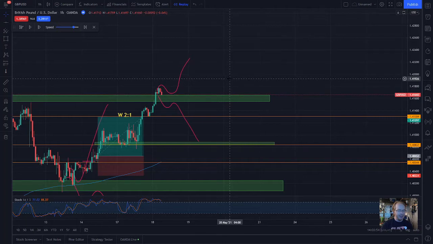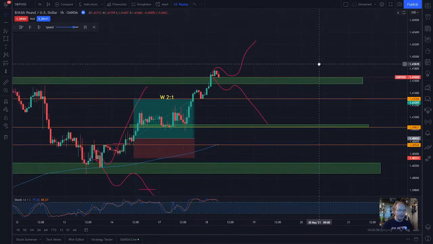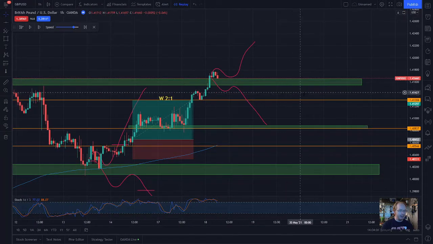So we're not expecting it to break to the upside, because it's never gone that high in the recent history, so we're expecting it to come back down.